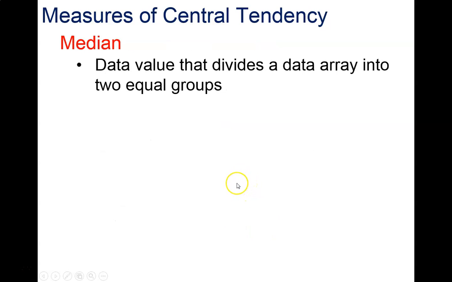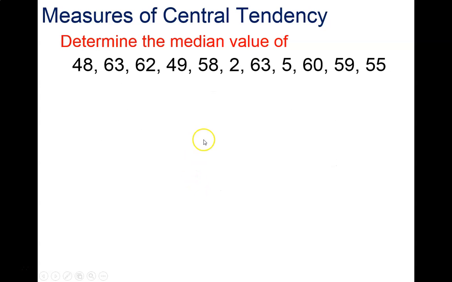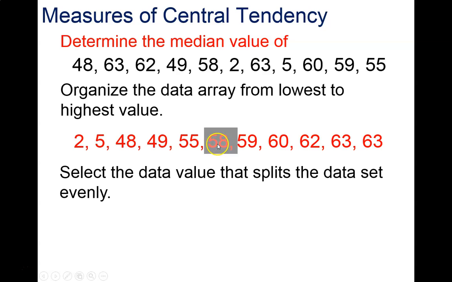The median is kind of like the median in a road. It divides the data into two halves, or two equal parts. Basically, you've got to put the numbers in order from low to high, and it's useful in situations with skewed data and outliers, somewhere where you've got some values that are really far apart from the average. So organize them in order, and then find the middle. In this case, it's going to be 58, and then you've got 5 numbers to the left and 5 numbers to the right, and that's your median.